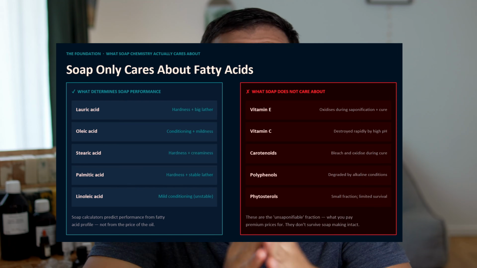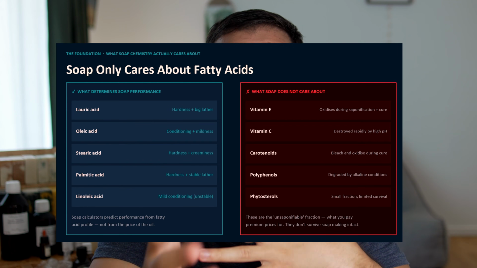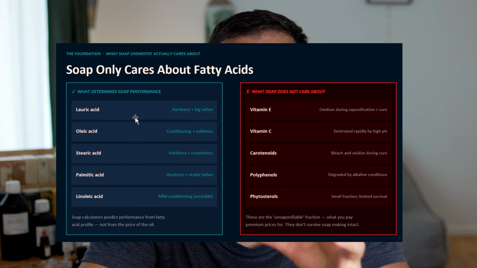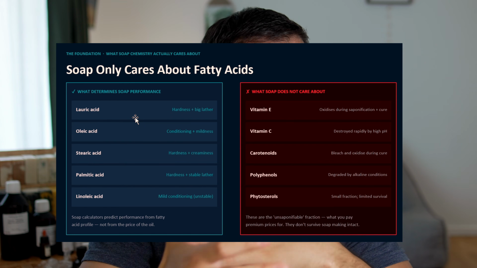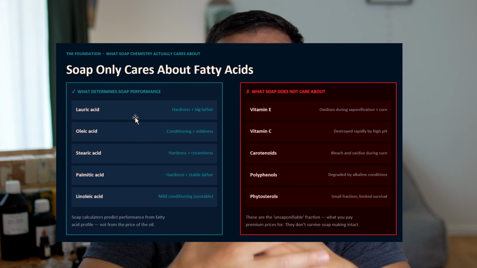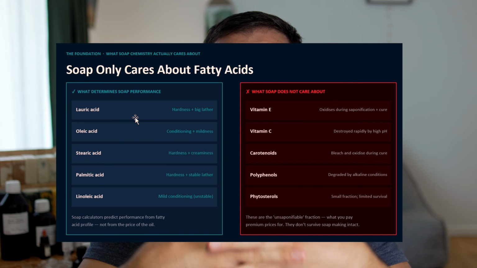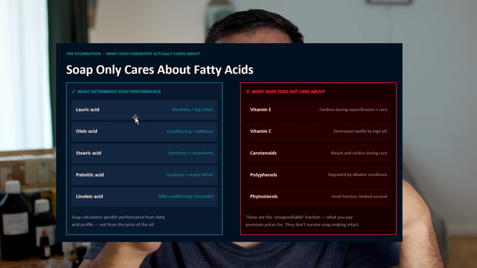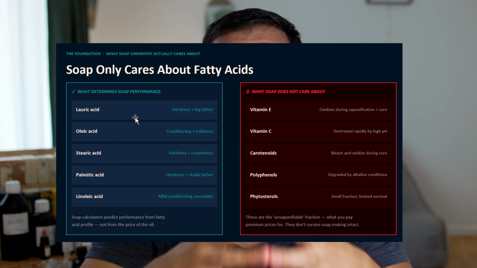So the only thing that matters with lye and saponification is the fats. What fats do your oils contain? And as you can see, every fatty acid contributes to a different property. For example, lauric acid, when it reacts with lye, produces sodium laurate, which contributes a lot of hardness and a very bubbly lather. So it creates a lot of bubbles, and it's the reason why we have a lot of fluffy bubbles.